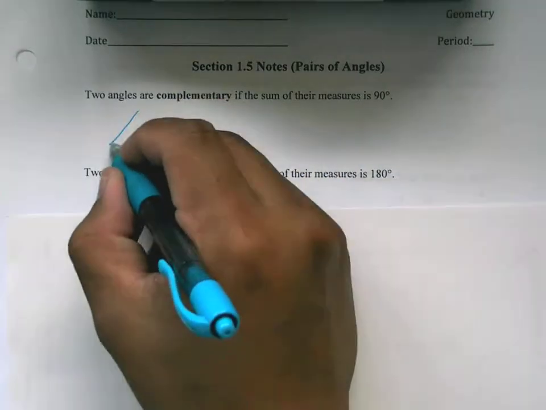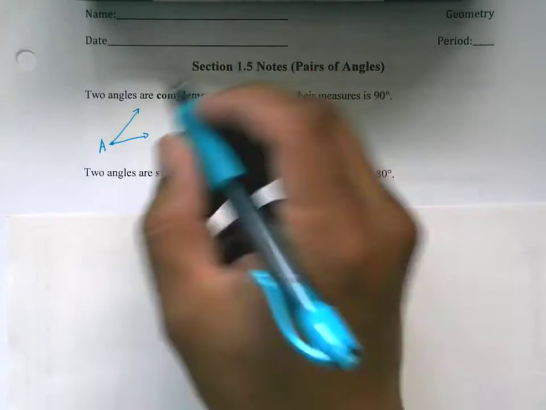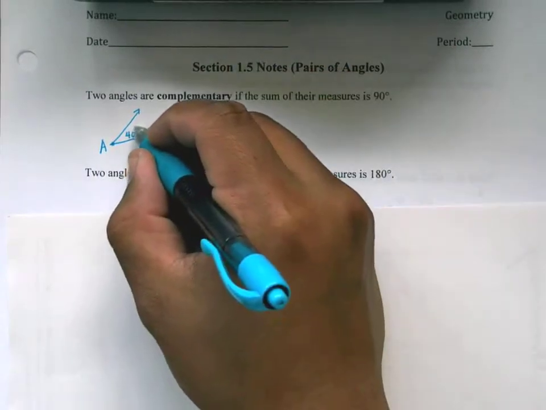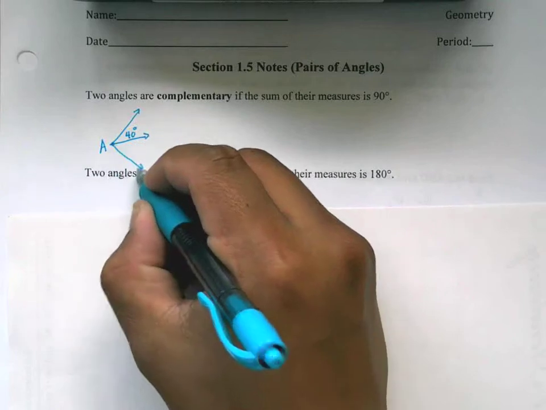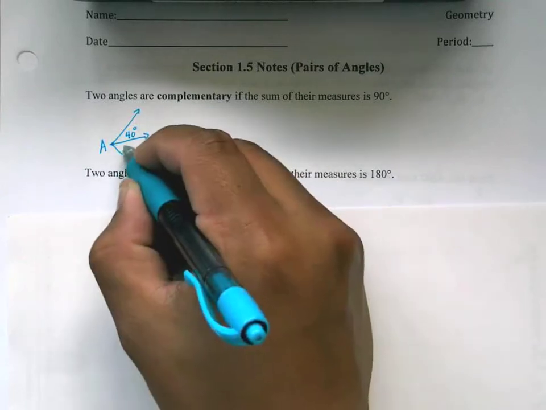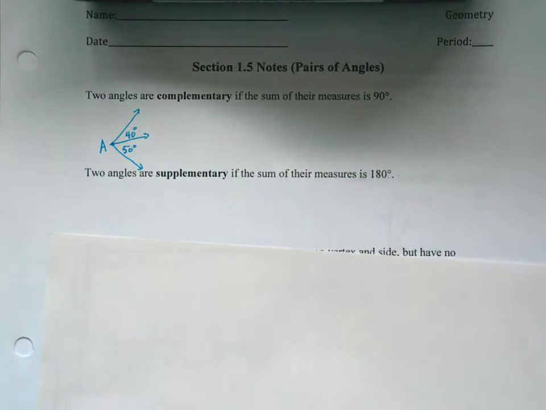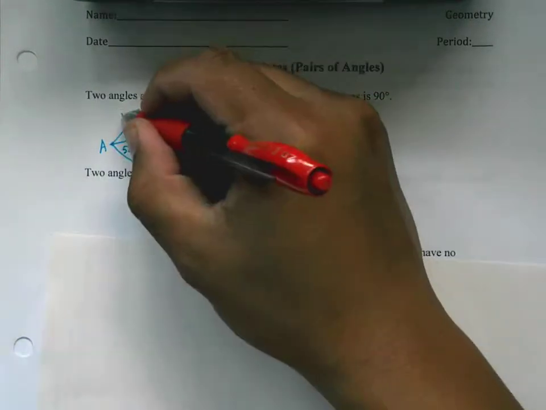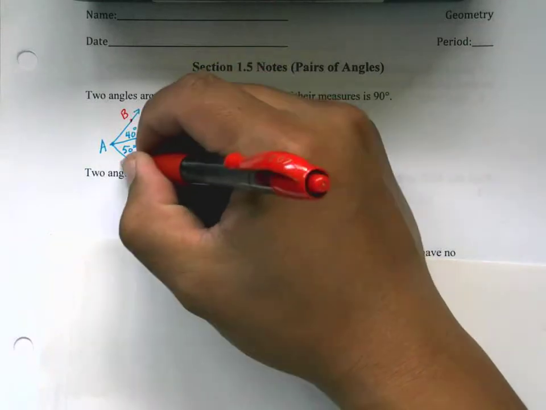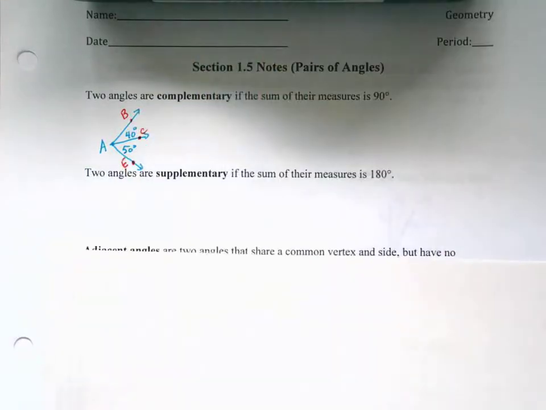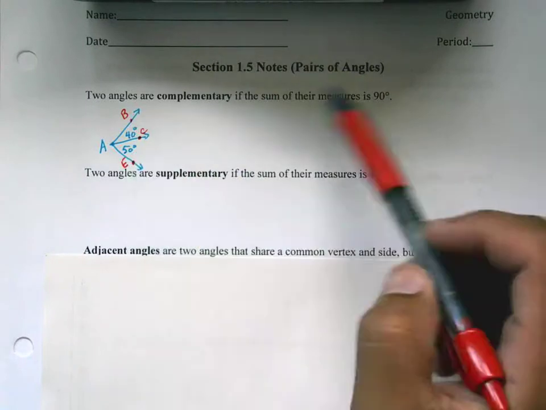So let's say you have an angle here. This is angle A, and if I gave you this measure to be 40 degrees, and then I had another angle down here, this is 50 degrees. I'll give these angles some names just so that we don't get them mixed up. So it's B, A, C, and we'll call this one E. In this case, you have an angle that's 40 degrees and an angle that's 50 degrees. Together they add up to 90 degrees, so that makes them complementary.